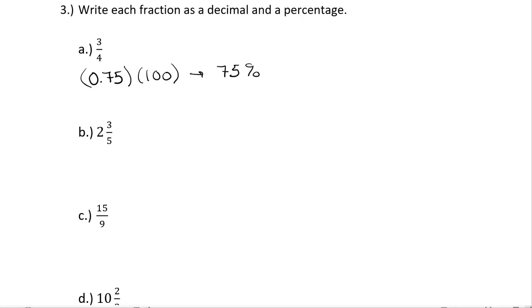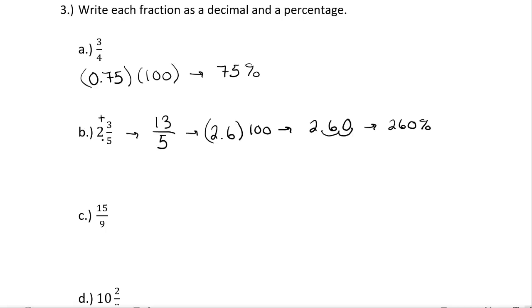So 5 times 2 is 10, plus 3 is 13. So I get 13 over 5. Now I need to divide that. So 13 divided by 5, that gives me 2.6. Now I need to multiply by 100. And the quick way of doing this is when you multiply by 100, you move that decimal over twice. So my final answer is 260%.